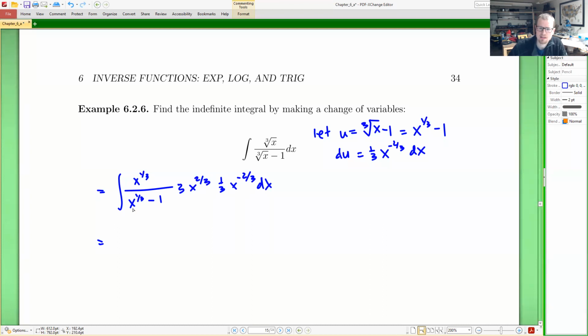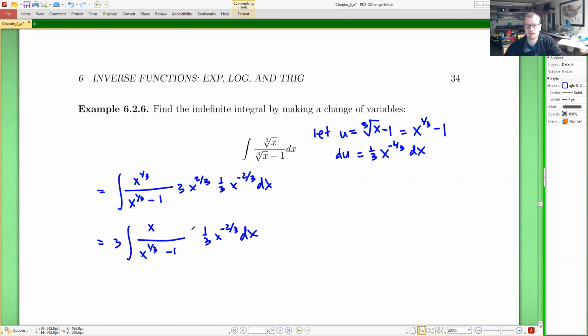But now I can pull that 3 out in front of the integral. I need the 1/3 to stay inside. x to the 2/3 times x to the 1/3 is just x. And in the denominator, we still have x to the 1/3 minus 1. And this is 1/3 x to the negative 2/3 dx.